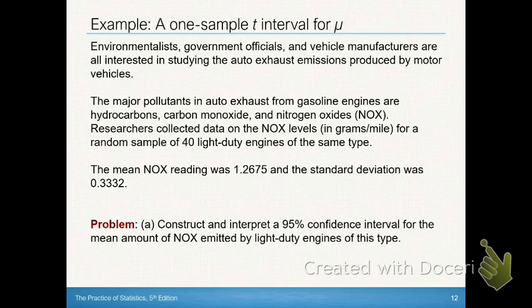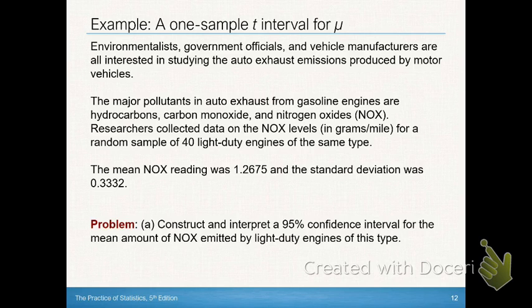In this video, we'll be completing a one sample t interval for mu. You've already completed the steps of this in previous lessons, but now we're putting it all together into one problem. So we'll be looking at the t distribution using table B, and we'll be creating a confidence interval.